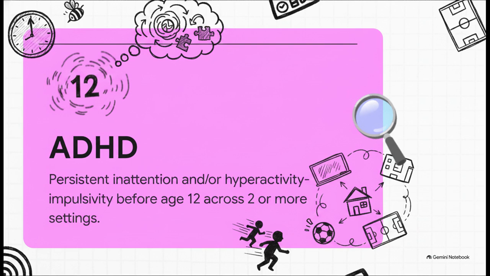But the absolutely crucial point for us as teachers is that phrase, 2 or more settings. This means a student's struggle to stay seated or focus isn't just a reaction to your specific classroom environment. It's happening at school, sure, but it's also happening at home and during extracurriculars. It's a pervasive 24/7 neurodevelopmental reality for them.